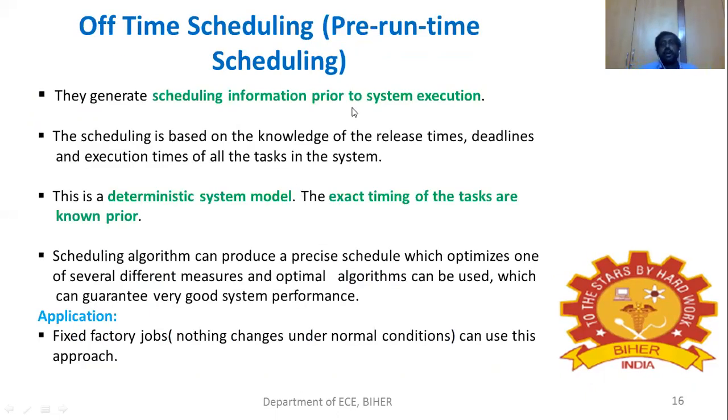This is the offline scheduling algorithm. We discussed offline scheduling. Offline and online are both related with time. It is a pre-runtime scheduling. They generate scheduling information prior to system execution. So the scheduling information and the time required to execute the task, everything should be decided prior to system execution.